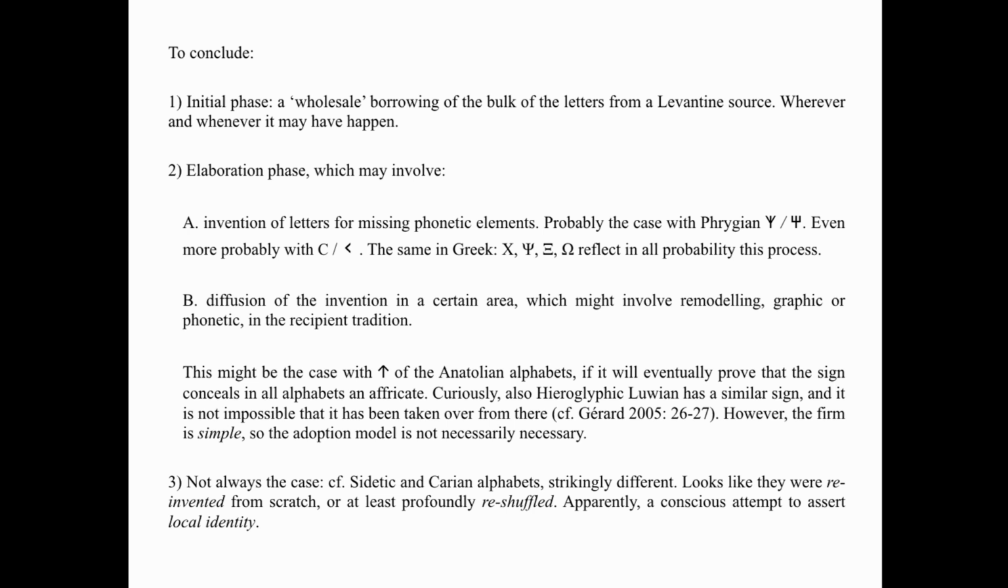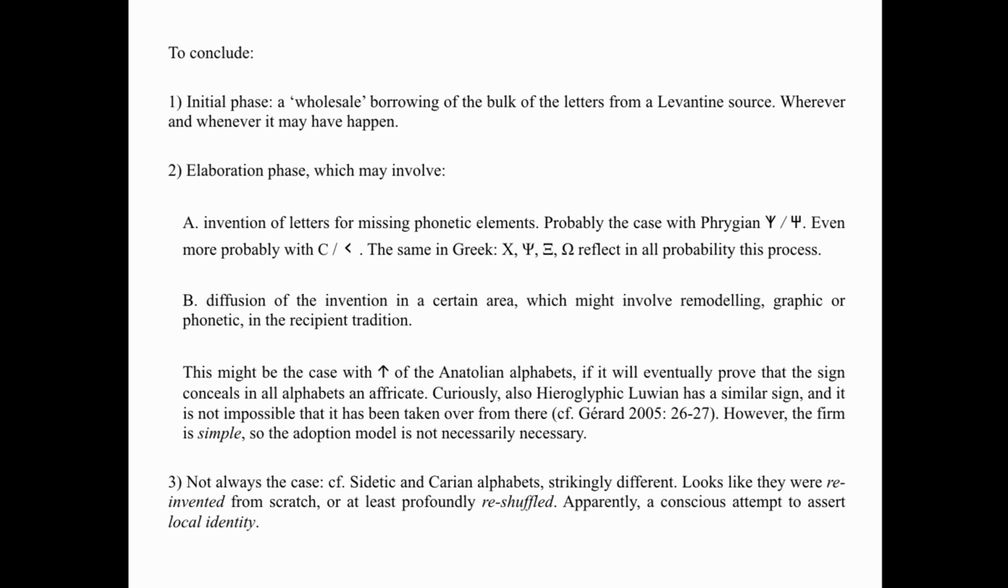When one involved another process and invention of new letters for missing phonetic elements, as for example the strong S or some particular kind of sibilant present in Greek or in Phrygian. Of course, the same we have also in Greek. So there are several letters which are not so easily derivable from the Semitic model, and exactly the same process of elaboration of new elements went at some point in Greek as well.